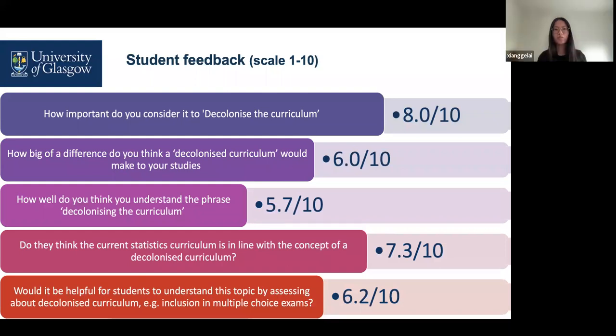I'm going to talk about student feedback. This feedback is based on the value from average students, and there's a range of students' views. The majority of students think it's important to consider decolonising the curriculum. More than half of students think it makes a difference to their studies to think about decolonising the curriculum. The percentage of students who understand the phrase is only slightly more than half. The majority think the current statistics curriculum is consistent with the concept of decolonising the curriculum. Over half of students think that assessment about a decolonised curriculum will be helpful for them to understand this topic.